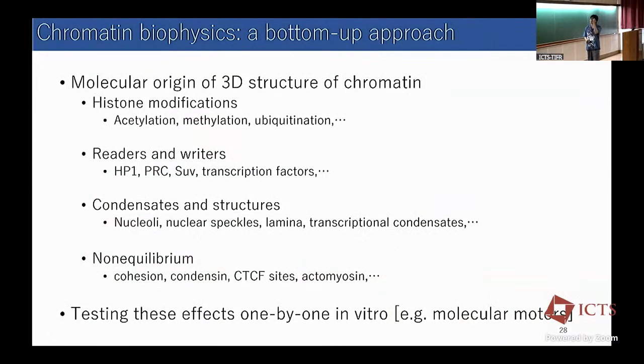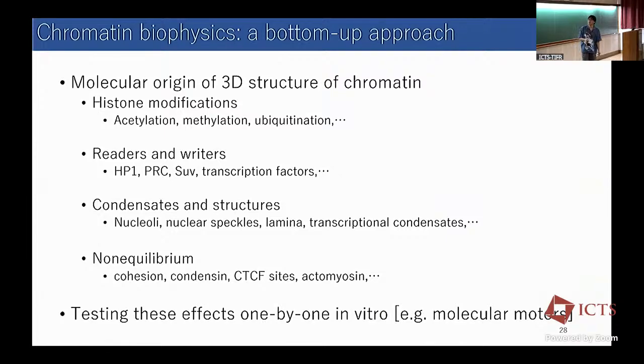Okay, so given that background, we are taking what we call a biophysics or in vitro approach. There are lots of different components that could potentially be leading to the difference in the 3D structures. And there are specific labs targeting each of these very interesting epigenetic structures, or even recently non-equilibriumness, because those structures are also maintained by motor proteins called cohesins or condensins. So that's a really interesting hot topic as well.